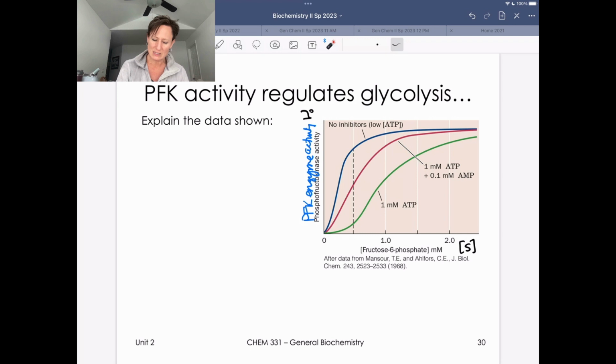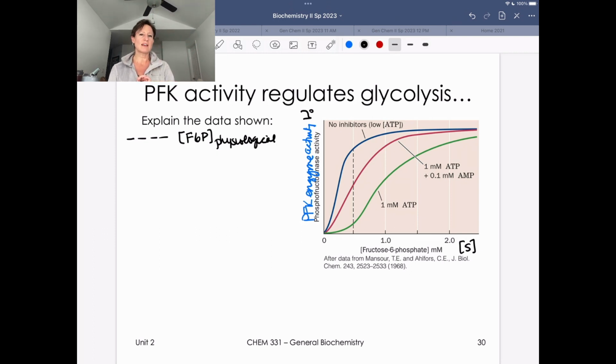So let's go ahead and try to explain some of the conditions that we have here. One line that I want to label that's not well labeled on here is this dotted line. And this dotted line represents physiological concentrations of F6P. So where do we tend to see F6P concentrations physiologically?